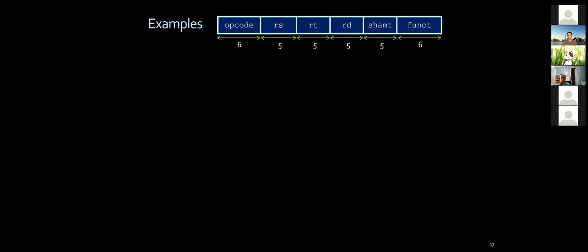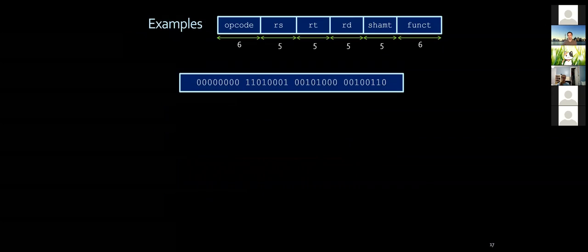So let's look at some examples. Remember this instruction, right? Let's go over it again. The first 6 bits tell us this is an R-type. Then we look at the last 6 bits because that's the function. These bits tell us that's the XOR instruction. And then we'll look at these 5 bits. This is 110. This is register 6.